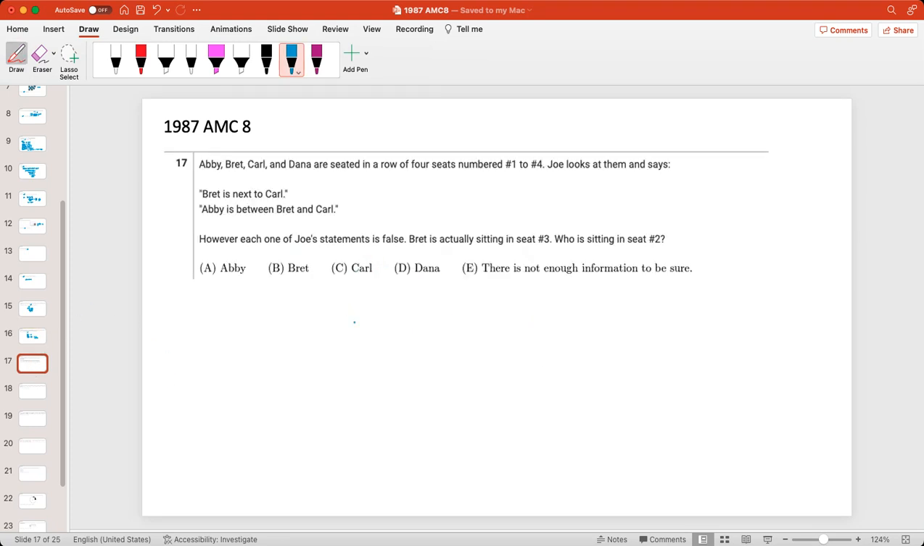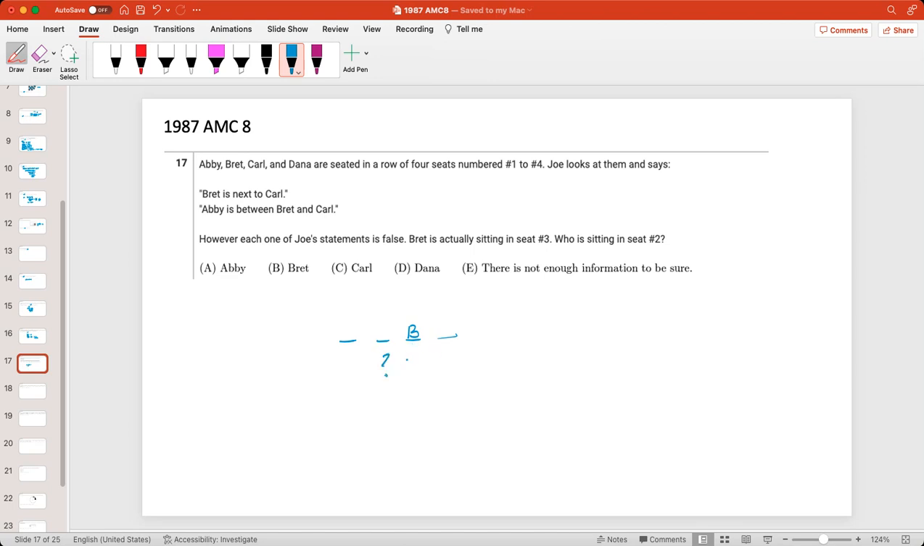Next one. A, B, C, and D. Abby, Brett, Carl, and Dana are seated in a row of 4 seats numbered 1 to 4. Joe looks at them and says, Brett is next to Carl. Abby is between Brett and Carl. Both of these statements are false. And Brett is sitting at 3. So B is here. Who's sitting in seat 2? So who's here is the question.